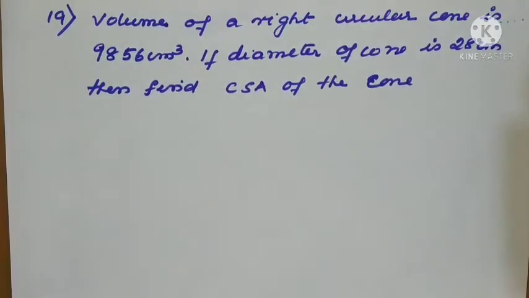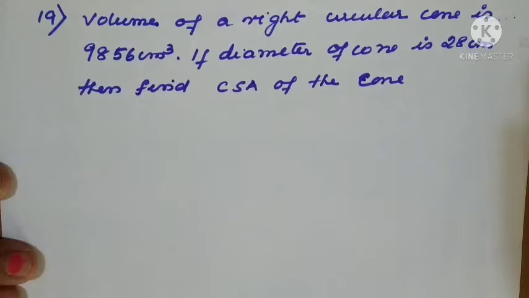Next question: the volume of a right circular cone is 9856 centimeter cube. If the diameter of the cone is 28 centimeter, then find the curved surface area of the cone. So what is given in the question? Volume is given and the diameter is given. Then it is asked, the curved surface area.